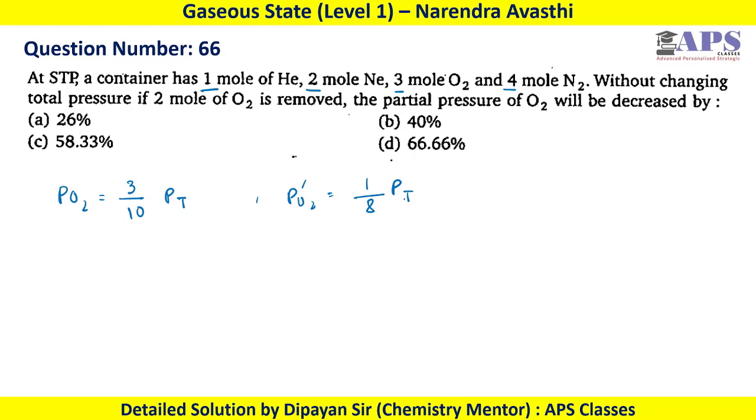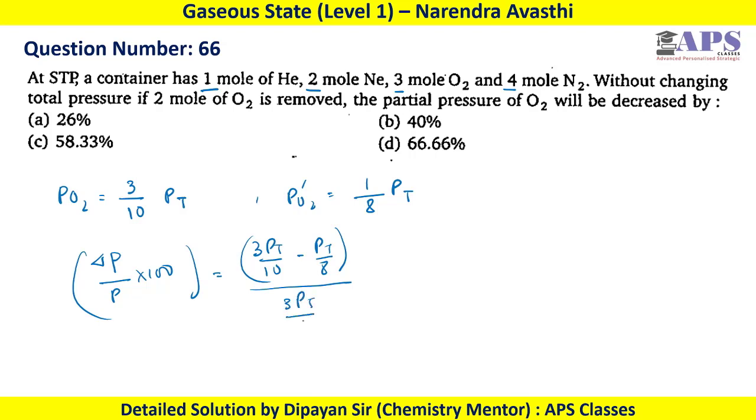Okay, so now the change in pressure divided by initial pressure multiplied by 100 will give you the percentage change. So it is 3 Pt by 10 minus Pt by 8, so this is the change in pressure, divided by 3 Pt by 10, which is the initial pressure, multiplied by 100. If you solve this, you will get 58.33%. So option C will be the correct option.